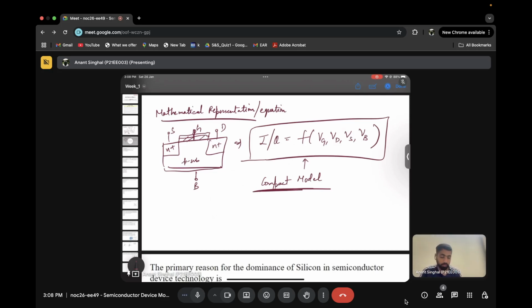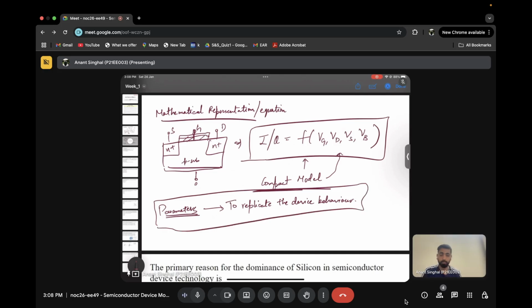So what do we have? Now we can see that we have these types of relations. With these relations come into the picture the parameters. We have certain parameters that are involved in a compact model, and why do we use these parameters? We use the compact model to replicate the device behavior. So this is why we in particular need any compact model.